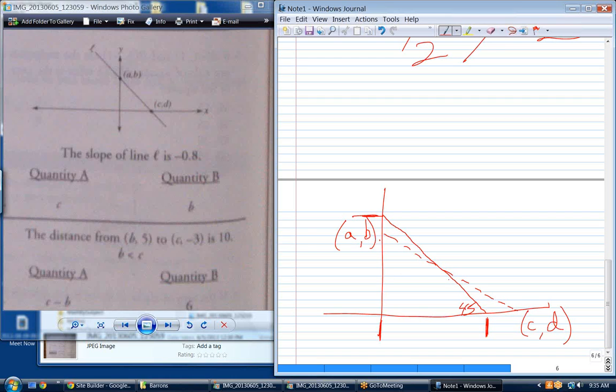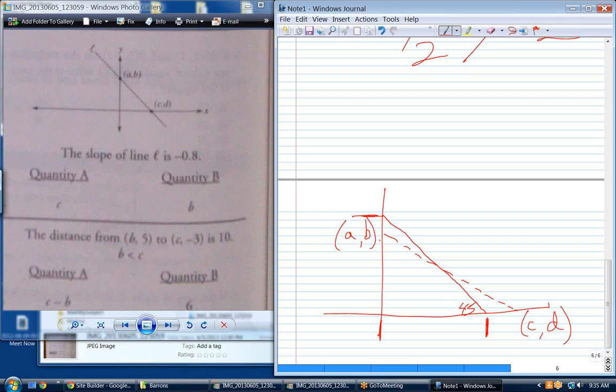So given the dotted line is the slope that we really have, what is the relationship between B and C? Which one's bigger? I don't get it. I don't understand.